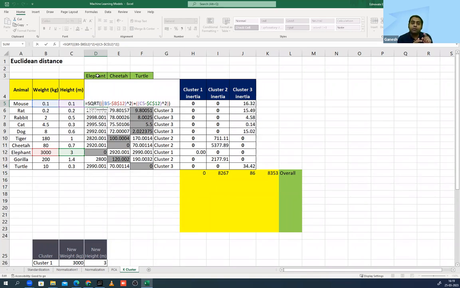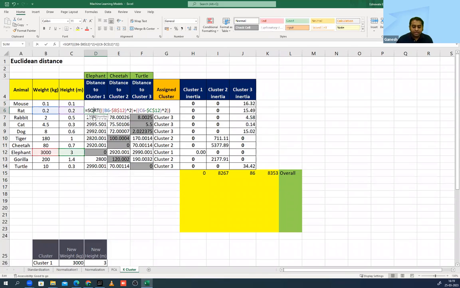And I'm squaring it. Why squaring? Because of positive and negative values. Look at this. I'm doing B5 minus the center of my cluster, elephant. What is the weight of elephant? 3000. I'm squaring it. Plus, I'll do the same process for height. What is the height of mouse? 0.1, for example. And the center is elephant, whose height is 3. I'll take the deviation and square it. Is this clear? I will do this for every data point.